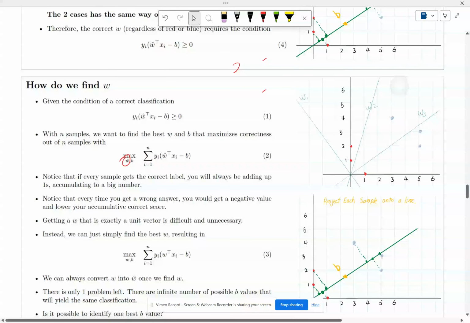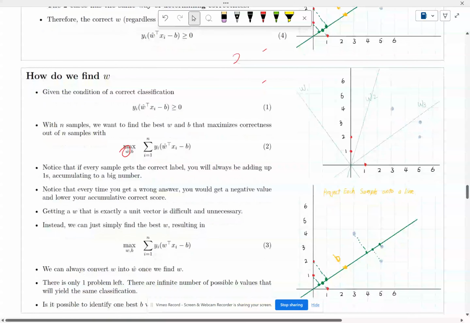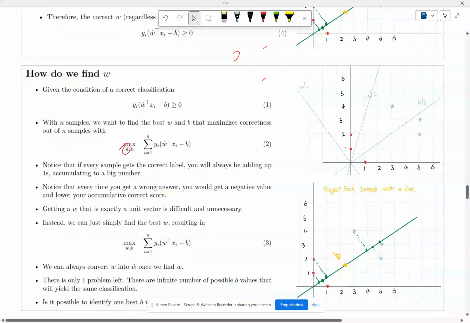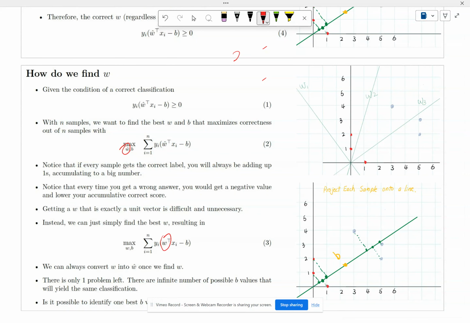So we can simplify this a bit by, instead of finding the normalized vector, let's just find the best vector, for now, just the best direction. And then we'll leave the normalization to later, right? Once we find W, we can normalize it afterwards. Now, there's this one problem.